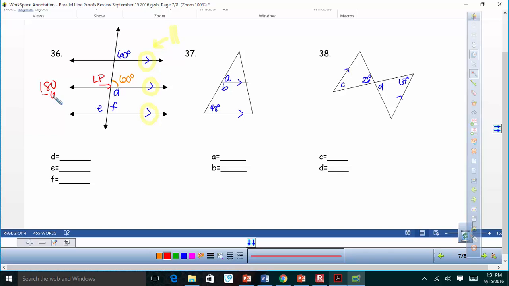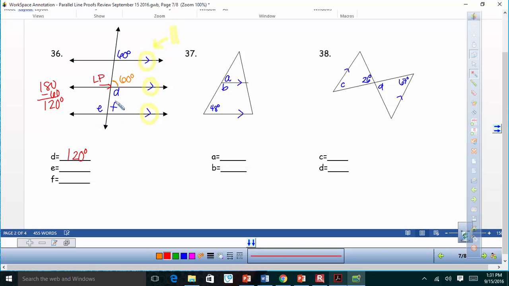180 minus 60, okay? That would give me 120. So D would be 120. All right, so now we're done with the 60 up here. So take your finger and cover up this top line. So now we only have these 2 bottom.